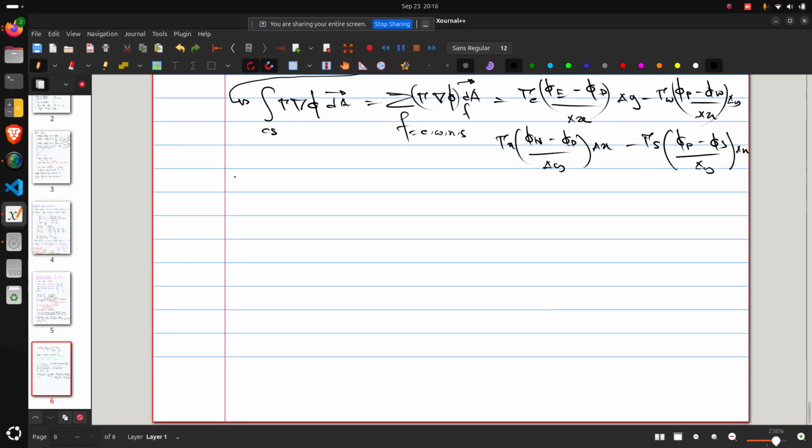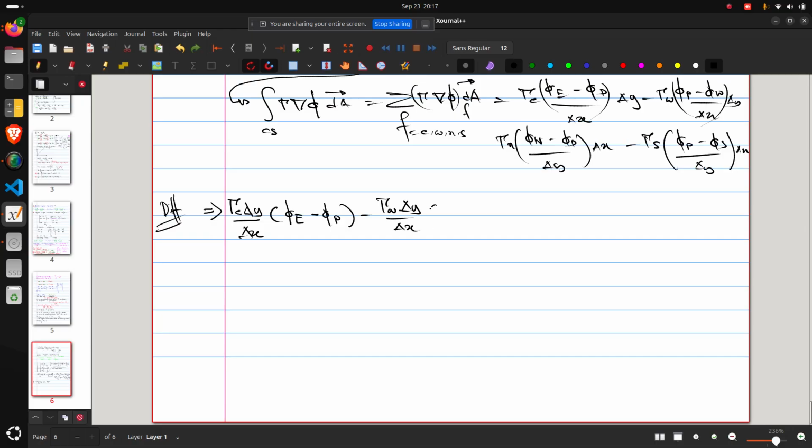Let me just write it in a much cleaner form. So it is nothing but the diffusion term: gamma_e delta y by delta x times (phi_E minus phi_P), minus gamma_w delta y by delta x times (phi_P minus phi_W), plus gamma_n delta x by delta y times (phi_N minus phi_P), minus gamma_s delta x by delta y times (phi_P minus phi_S).